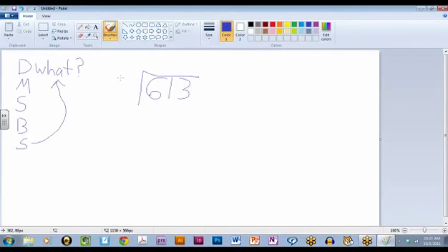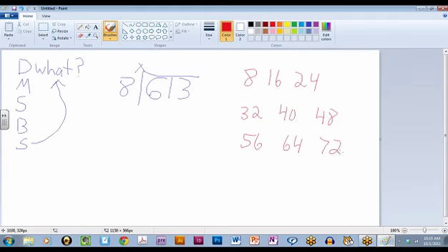I'm going to do this problem right here. I'm going to do 613 divided by 8. Now, remember, we don't know our 8s, so I'm going to write my 8s over on the side in a different color. I'm going to use red like you did, okay? So I have 8, 16, 24, 32, 40, 48, 56, 64, 72. Okay, so those are my 8s.